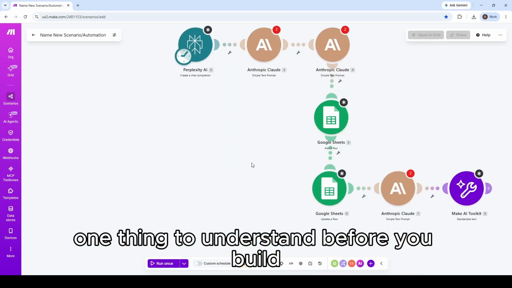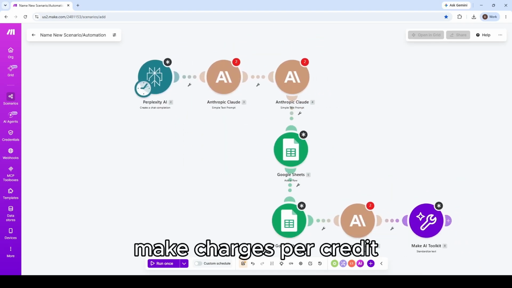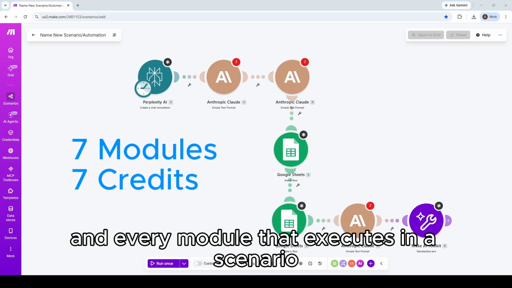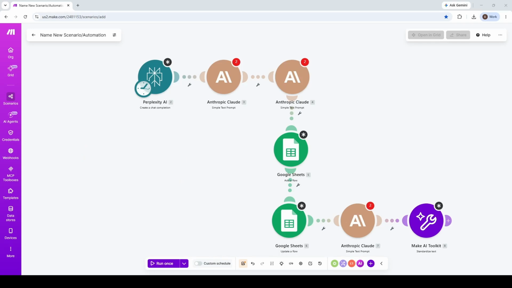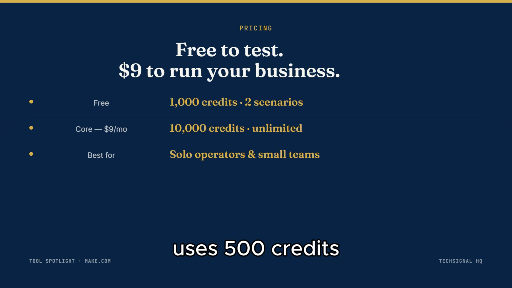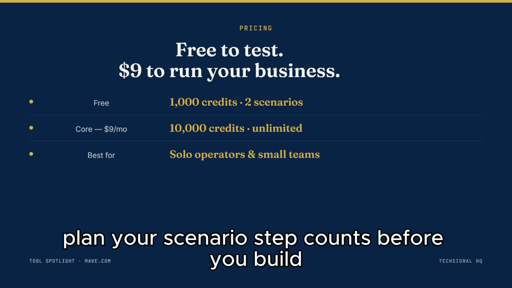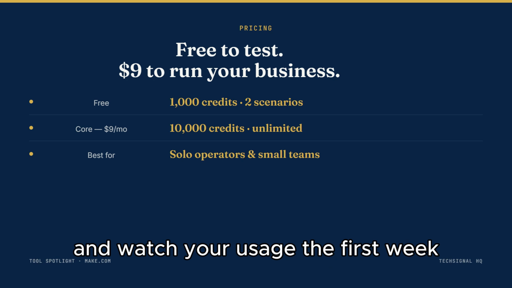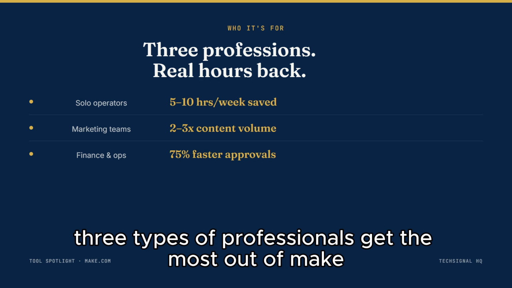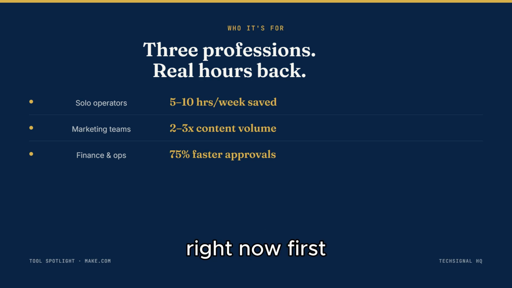One thing to understand before you build: Make charges per credit, and every module that executes in a scenario uses 1 credit. A 5-step automation running 100 times a month uses 500 credits. That math matters. Plan your scenario step counts before you build, and watch your usage the first week before you commit to annual billing. 3 types of professionals get the most out of Make right now.